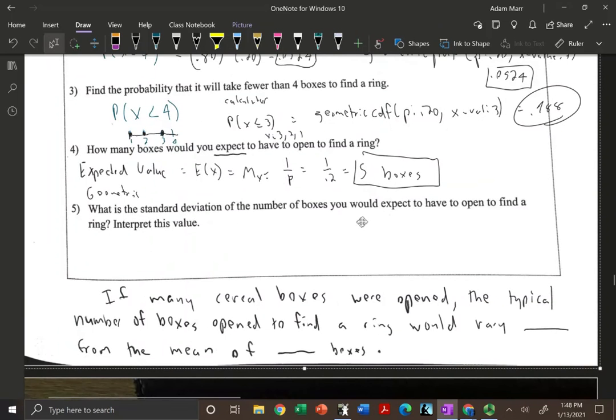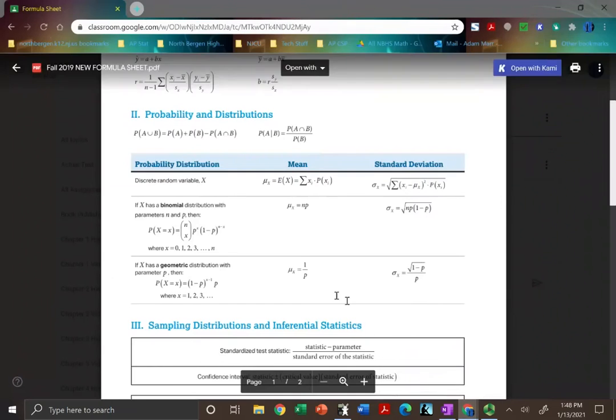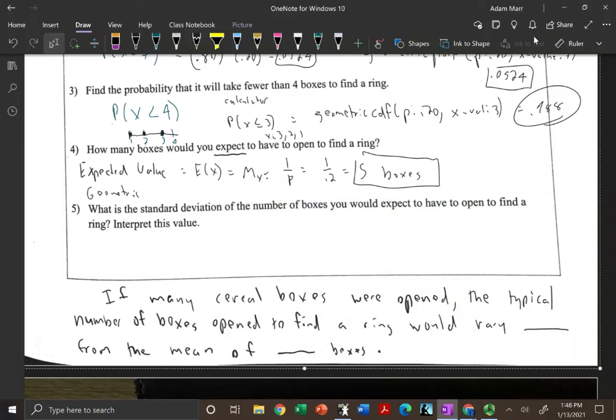What's the standard deviation of the number of boxes you expect to open to find a ring? Now we're going to have to interpret this one. The standard deviation is the square root of 1 minus p all over p. So let's do it. It's going to be the square root of 1 minus 0.2 all over 0.2. When you figure that out, that's going to be 4.472.